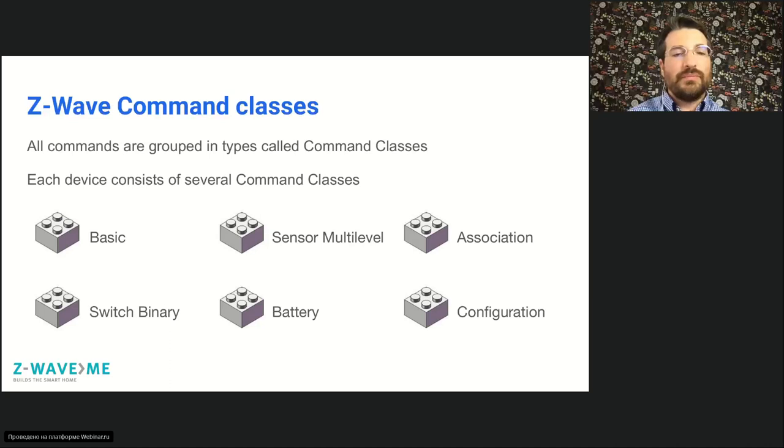Since the Z-Wave protocol is very standardized, there is a very clear separation of commands in different so-called classes. A command class is a set of commands that are applied to the same feature. For example, command class sensor multilevel in the middle of the screen will describe different commands that are related to a multilevel sensor. For example, temperature sensor, light sensor, and so on.